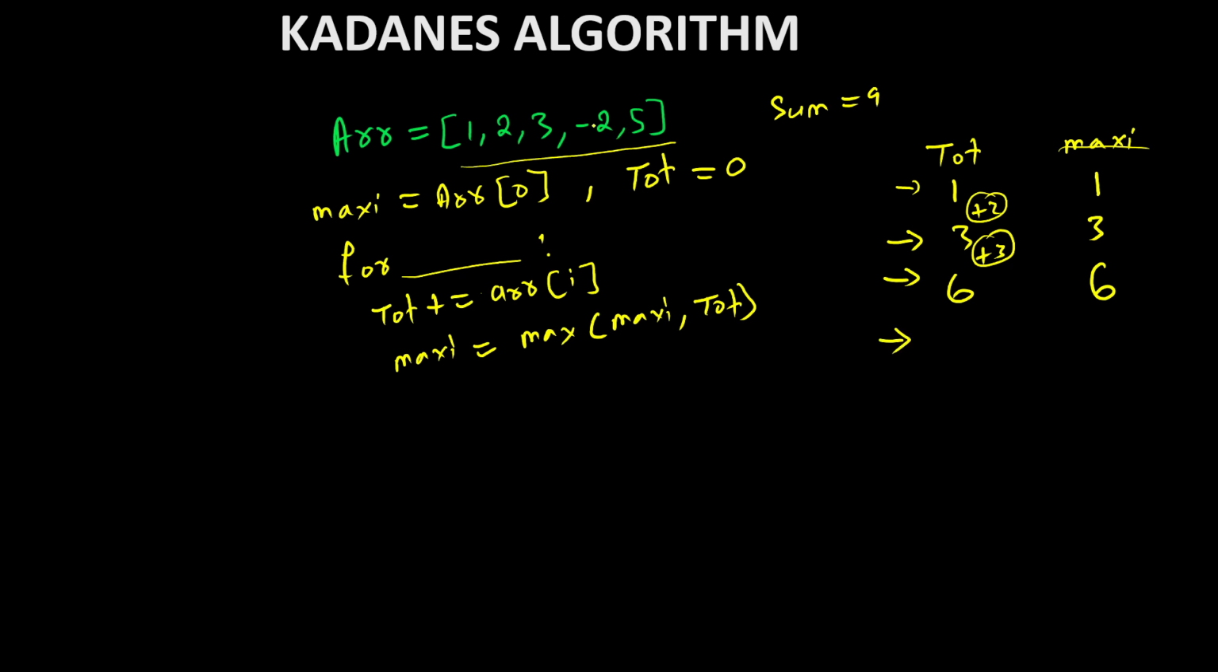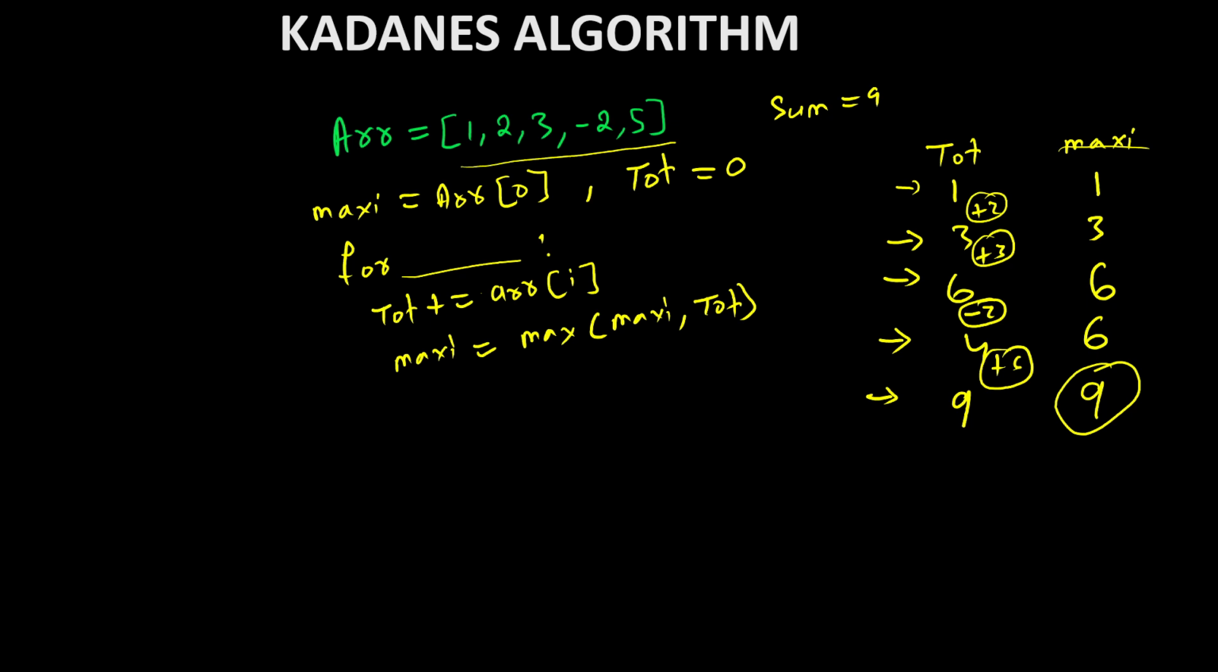Now we have minus 2. If we add minus 2, we'll get total value as 4. Out of 4 and 6, 6 is the maximum value, so this maxi won't be changed. This is the final iteration. We have plus 5. We will get 9 as an answer out of 6 and 9. 9 will be our maxi, and this will be our final output. Okay, this is all good.